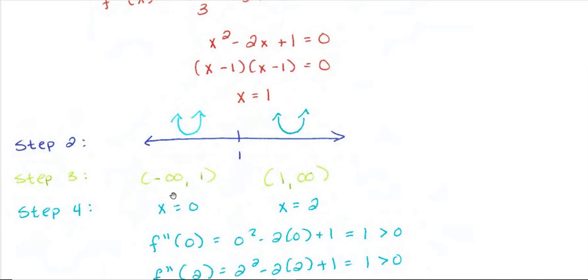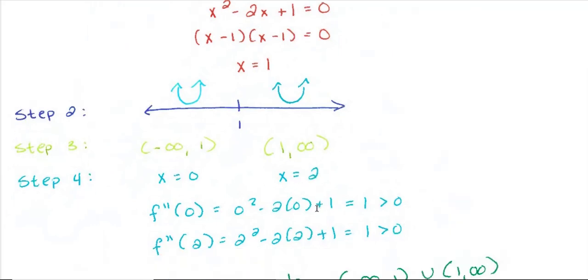I'll choose an x value from the first interval. I'll choose an x value from the second interval, and I'll plug those x values into the second derivative. Notice when I plug in 0, I get 1, which is positive. And when I plug in 2, I get 1, which is still positive. So my function is concave upwards, and then it's concave upwards again.